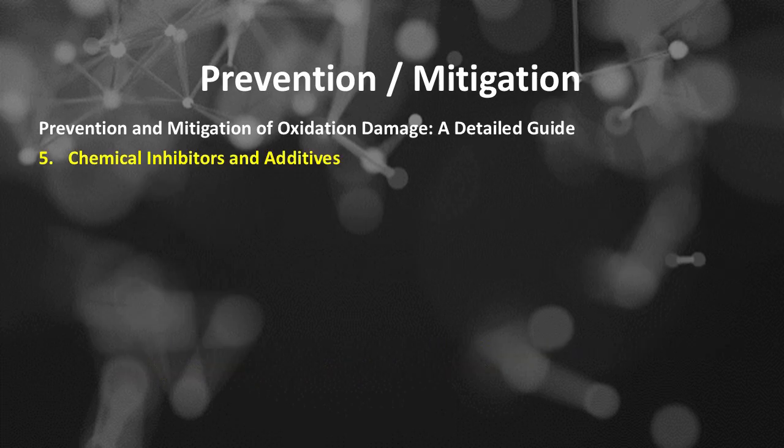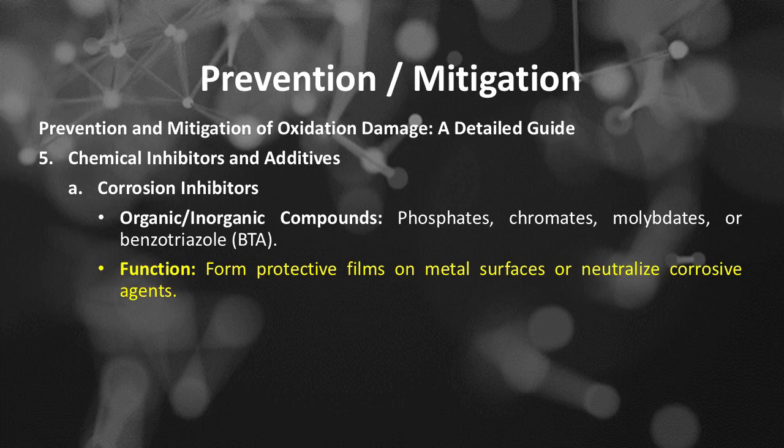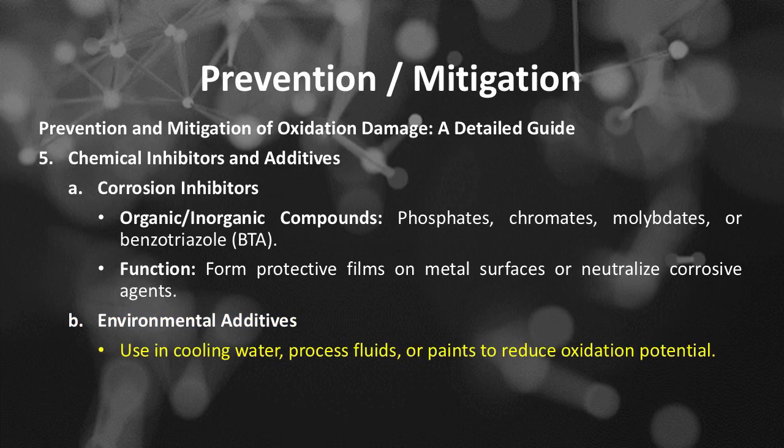Number 5 of prevention and mitigation of oxidation damage is chemical inhibitors and additives. Number A is corrosion inhibitors. Organic or inorganic compounds: phosphates, chromates, molybdates, or benzotriazole, BTA. Corrosion inhibitors function by forming protective films on metal surfaces or neutralizing corrosive agents. Number B is environmental additives. Use in cooling water, process fluids, or paints to reduce oxidation potential.